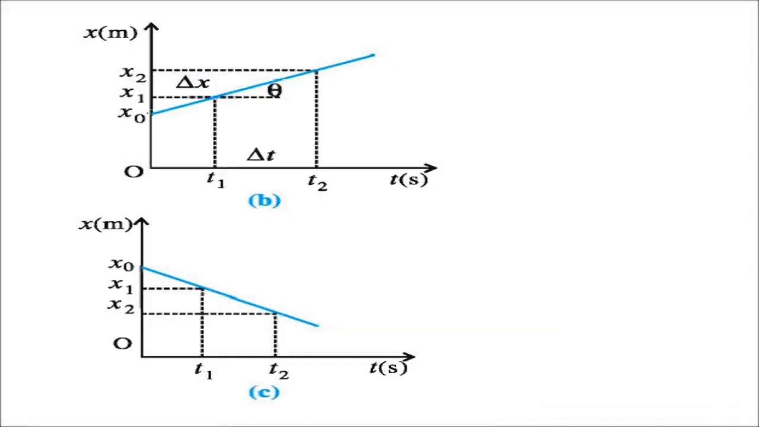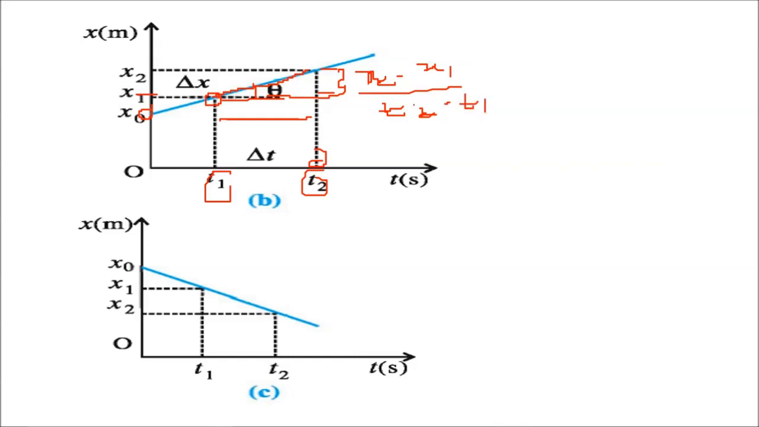In this case, say it started from x0, it reached x1 at time t1, and then x2 at time t2. So if we take these 2 points, this is the theta we are talking about. What will be its value? See, this is x2, this is x1, so x2 minus x1 is this one. And this is t2 and this is t1, so t2 minus t1 is this distance. So x2 minus x1 by t2 minus t1 is what we are talking about. This is the theta, or you can say tan theta.